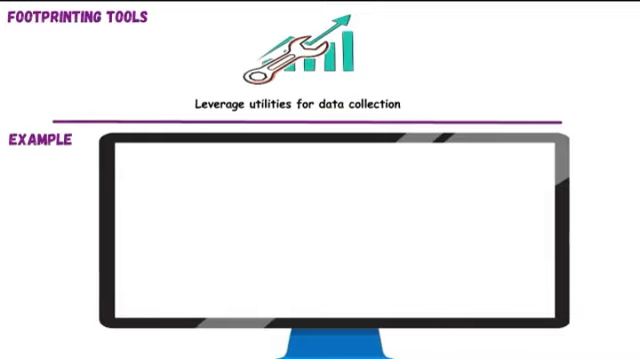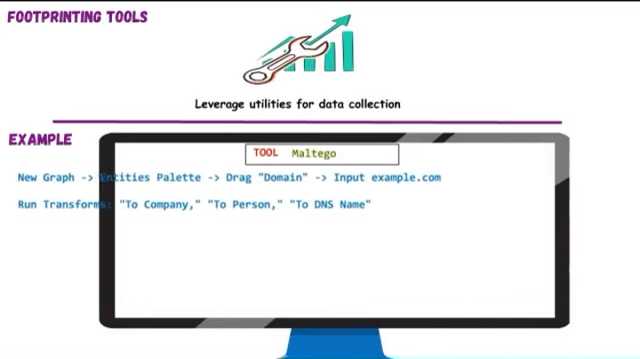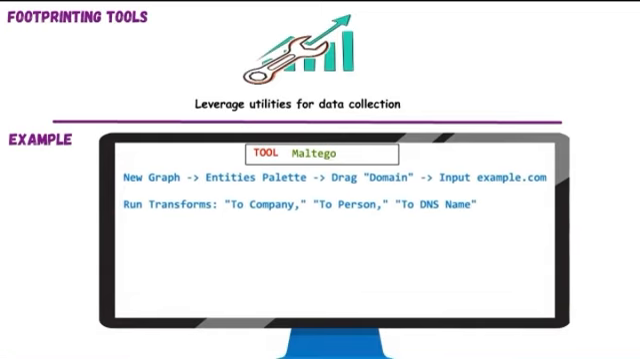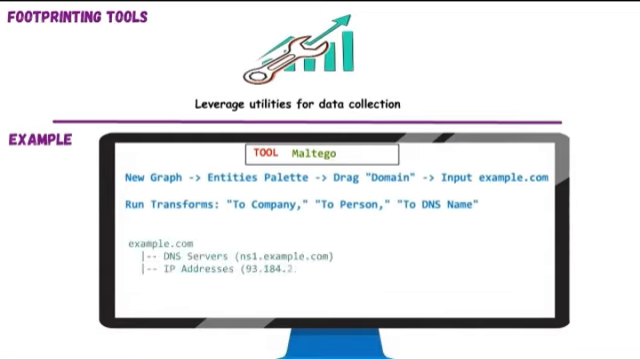Now, practically, let's see how a powerful OSINT tool can consolidate footprinting data. We will use Maltego, a graphical link analysis tool for open source intelligence. We start a new graph, add a domain entity, for example.com, and run transforms like to company, to person, and to DNS name. Maltego then queries public sources and visually draws connections. The result, we see example.com linked to its DNS servers, IP addresses, identified individuals, and related companies in a clear graphical representation. This visually maps relationships.